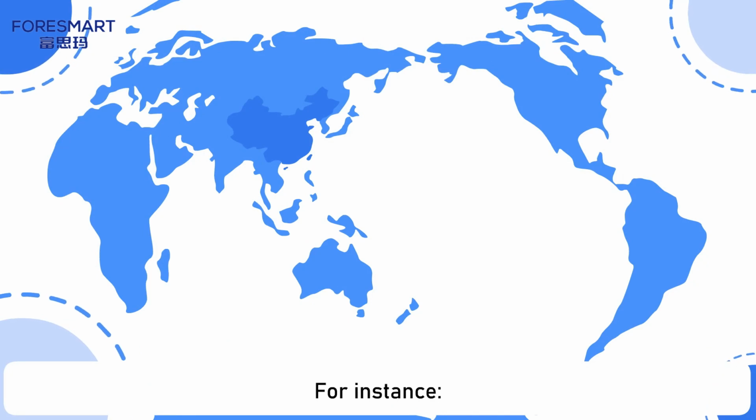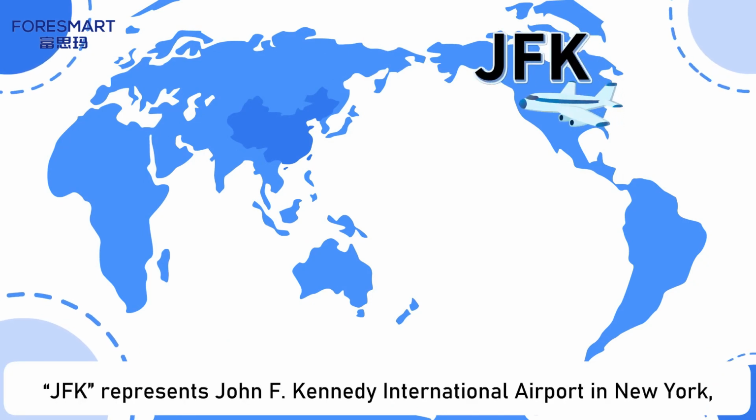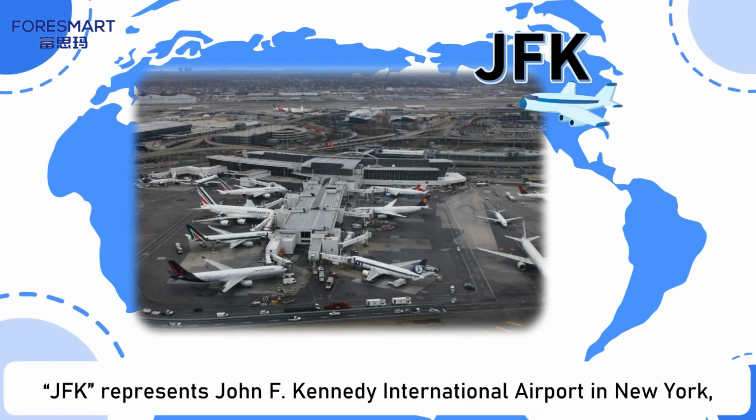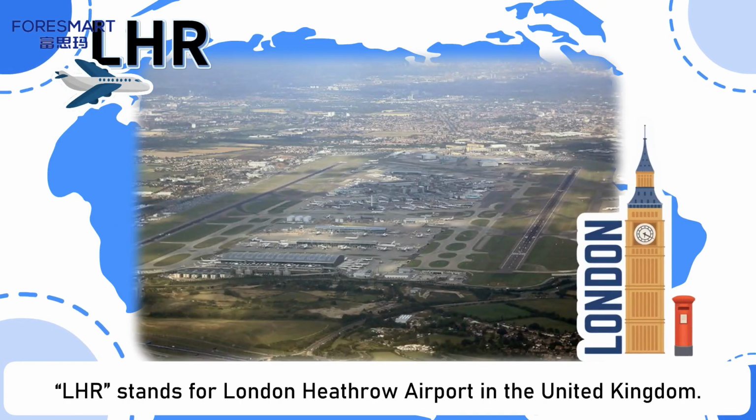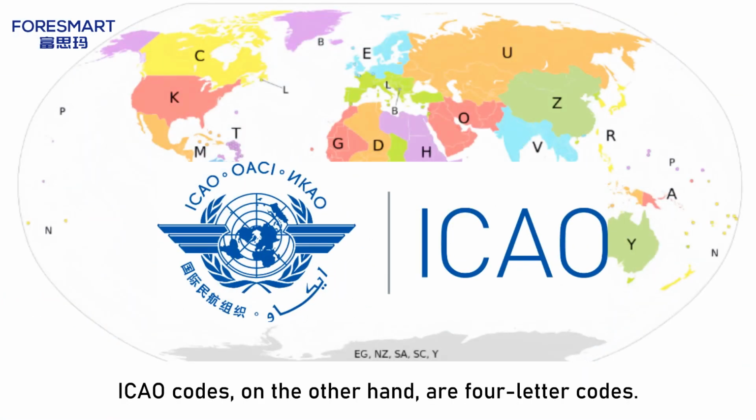For instance, JFK represents John F. Kennedy International Airport in New York, USA. LHR stands for London Heathrow Airport in the United Kingdom. ICAO codes, on the other hand, are four-letter codes.